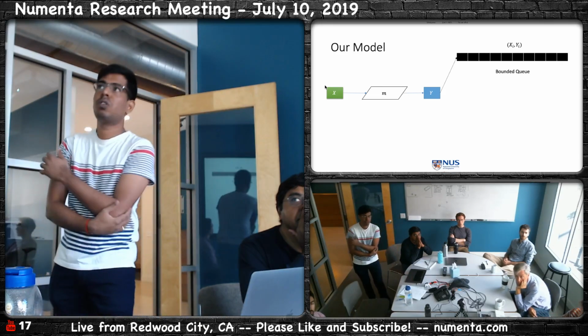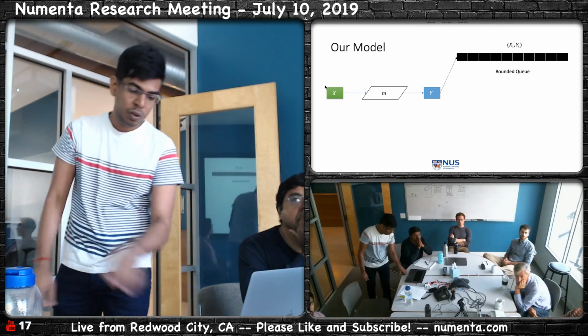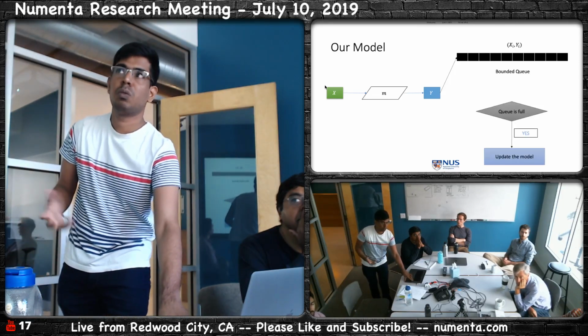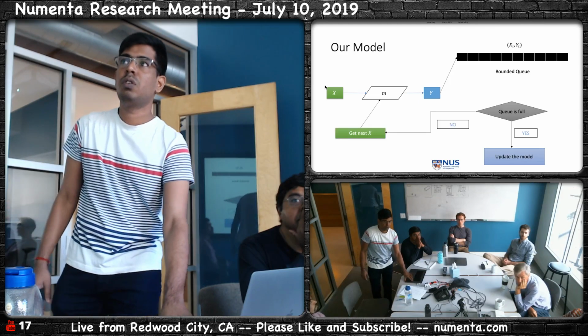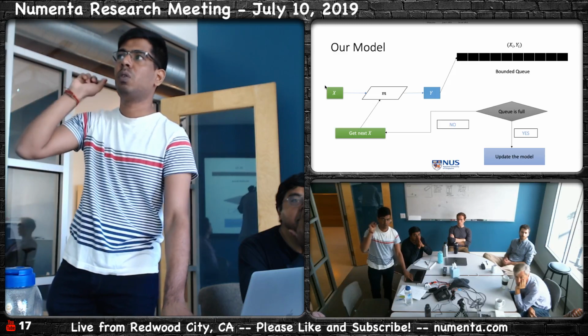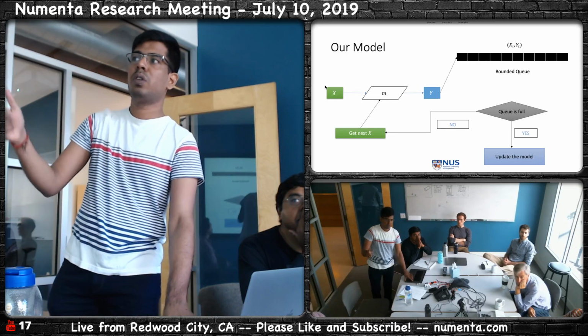So this is a model, you just pass X and you get a probability vector. We are going to store it in a bounded queue. If the queue is full, we are going to update the model even without the actual label. If the queue is not full, we are going to get the next X and update the bounded queue. So if the queue is full, how are we going to update the model?